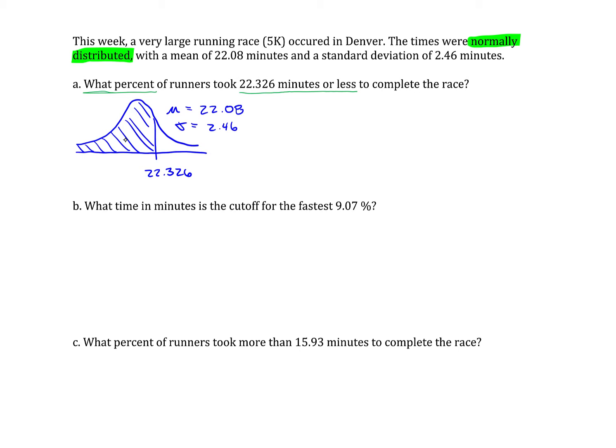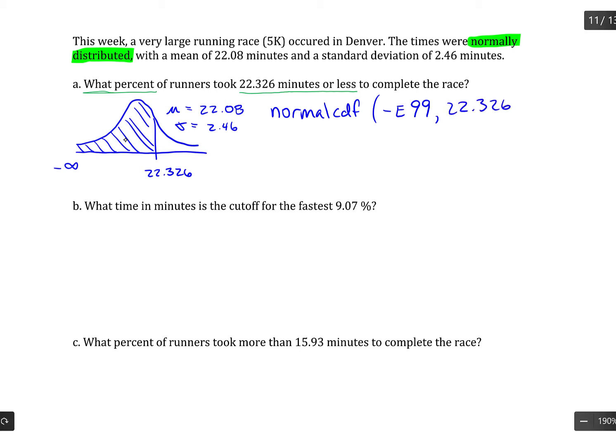And to do that, I use the function Normalcdf within the calculator. And Normalcdf takes 4 inputs. The first 2 inputs are the lower bound, which in this case would be negative infinity. But there's no infinity key on the calculator, so we'll use negative E to the 99. And what that means is effectively negative 1 times 10 to the 99th power. The upper bound of our shaded region is 22.326. And then we give the mean and the standard deviation.